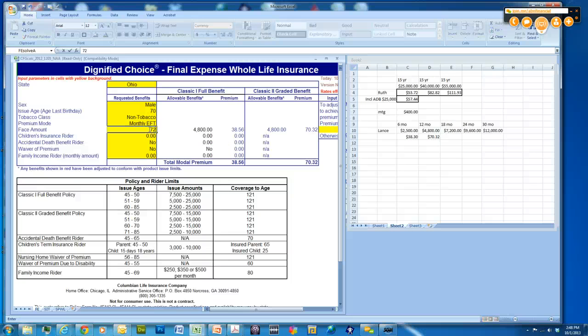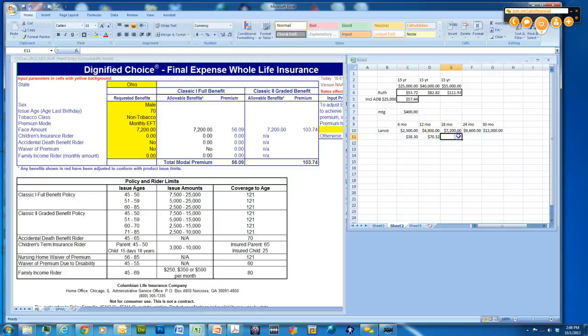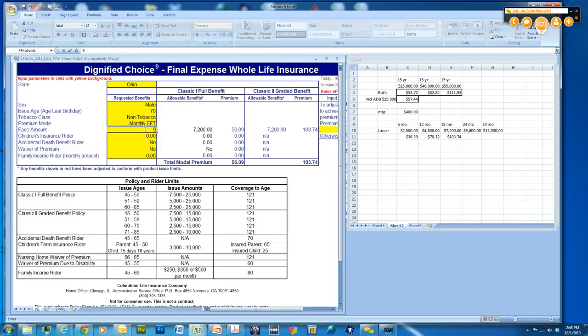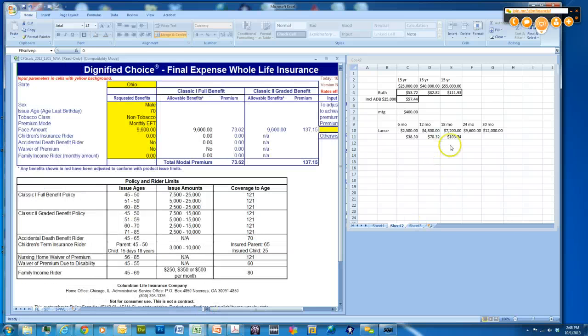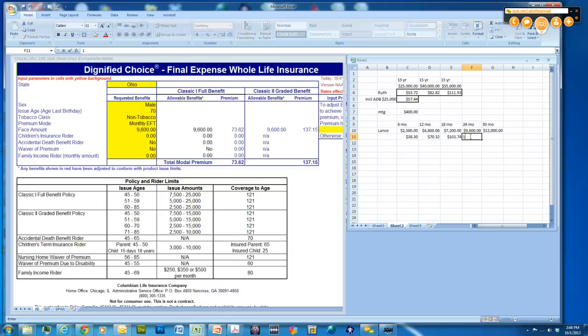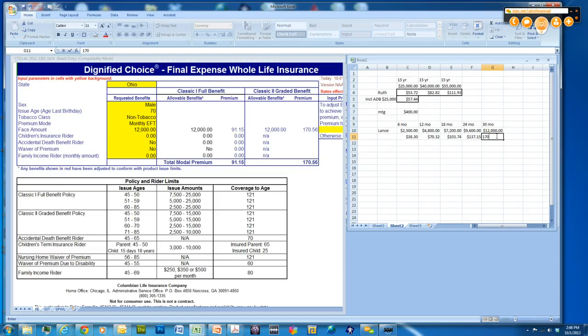7,200 is $103.74. 9,600 is $137.01, and then 12,000 is $170.56.